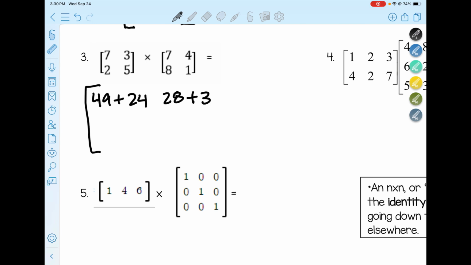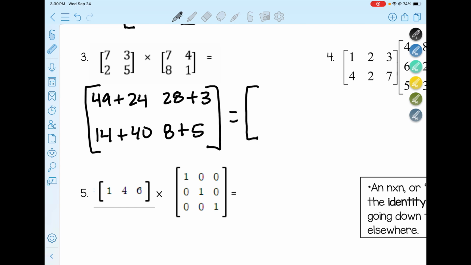Then I'm going to do the second row times the first column. So that means I'm going to get 14 plus 5 times 8, which is 40. Then last one, I'm going to do last row times second column. So I go 2 times 4, which is 8, plus 5 times 1, which is 5. I can then go ahead and simplify this. So I'm going to add the numbers together to get 73.